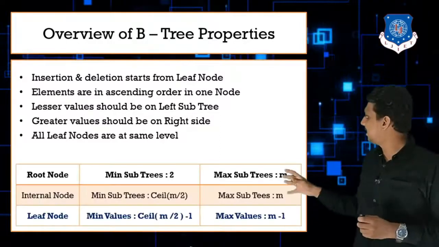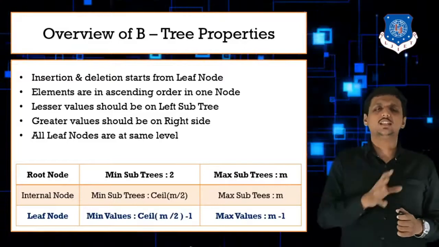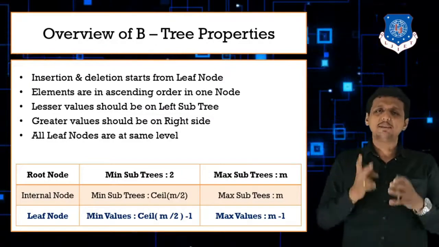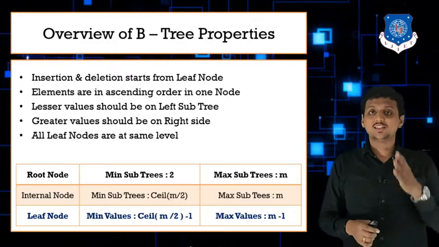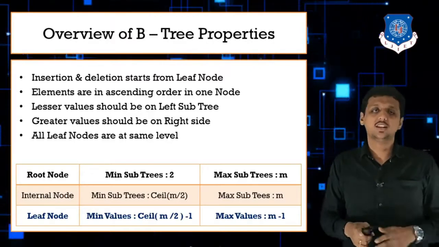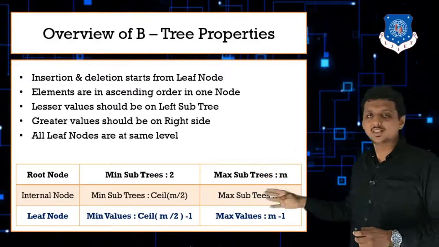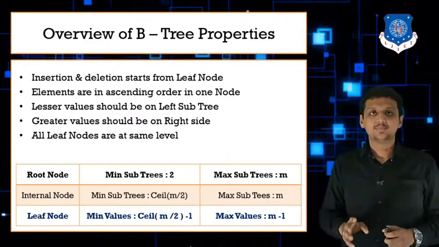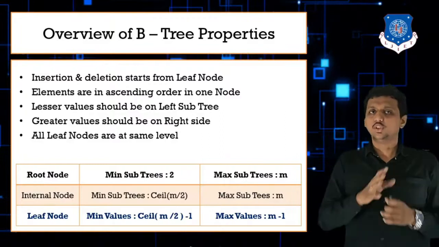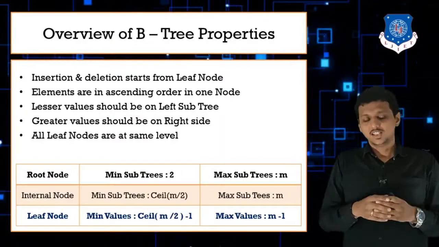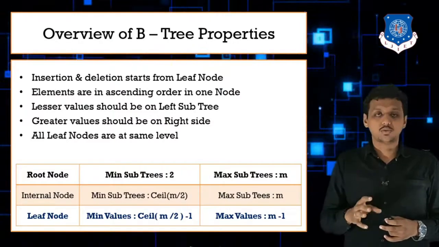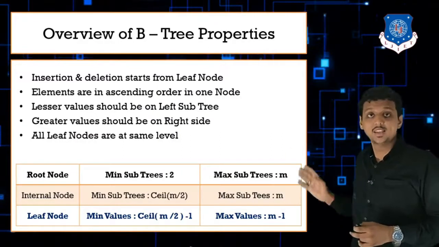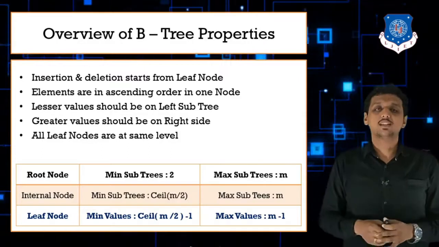Students, these are the basic properties of the B-tree that we have already seen in the previous session. In the root node, the minimum subtrees are 2 and the maximum subtrees are m. We know that subtrees means the number of children or number of pointers. Now, an internal node must contain a minimum of ceiling of m by 2 subtrees and a maximum of m subtrees. What about the leaf nodes? In a leaf node we do not have any subtrees or child nodes, so we talk about the values in the leaf node. The minimum values in a leaf node are ceiling of m by 2 minus 1 and the maximum values must be m minus 1.